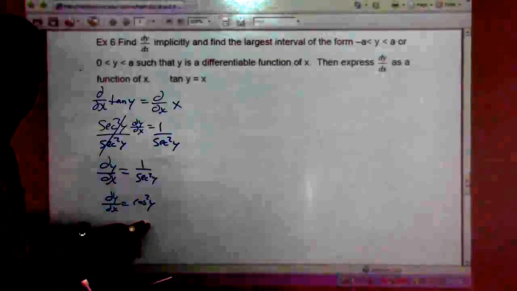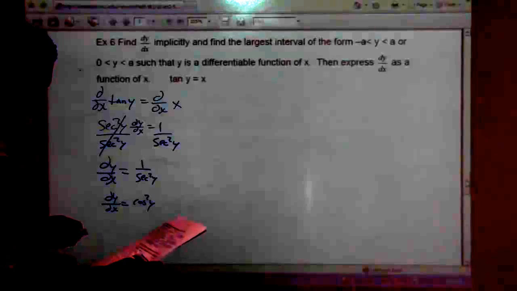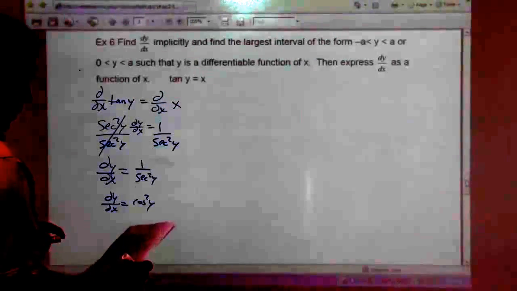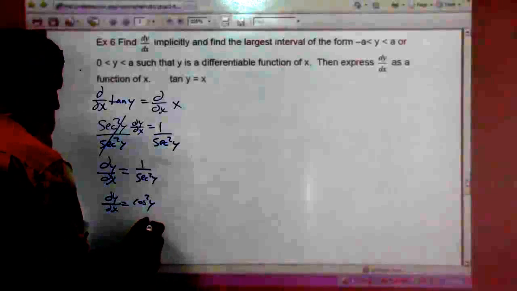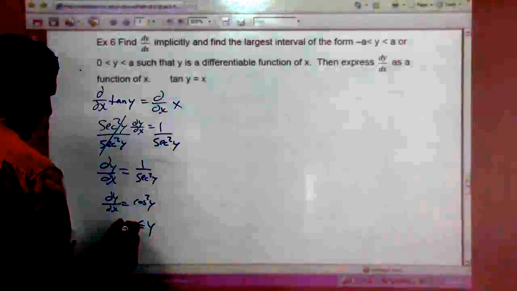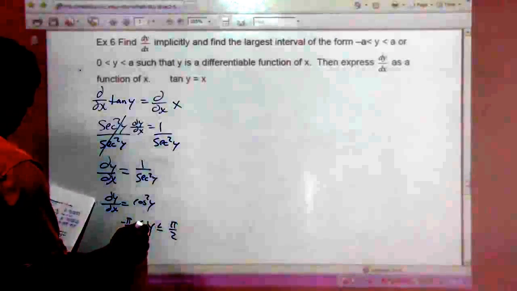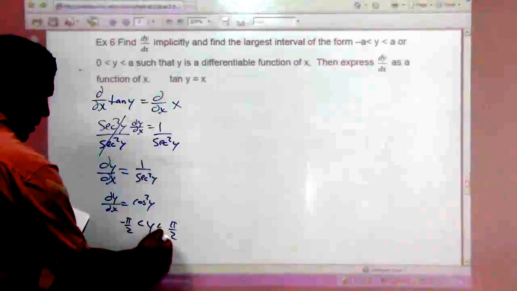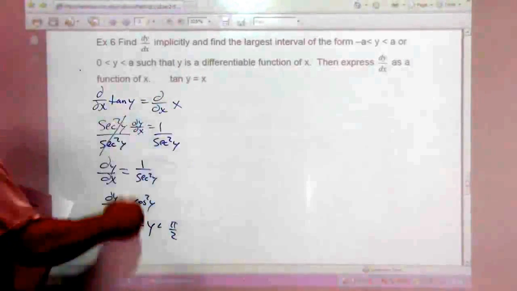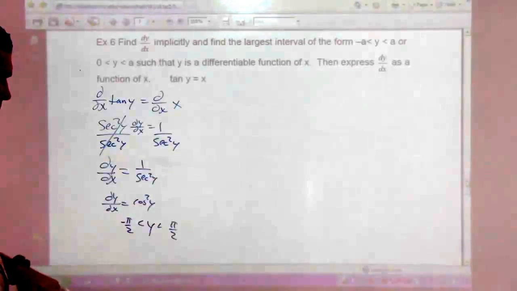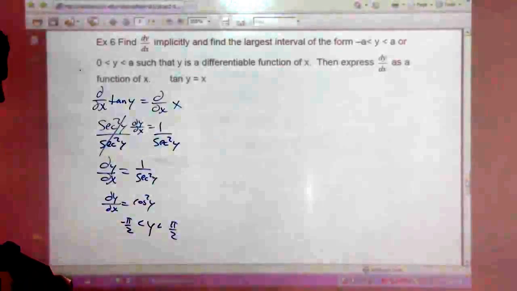Now, where is this going to be defined? From where to where? Well, from y is less than or equal to negative pi over 2 to pi over 2. I think it's strictly less than, because going back to the tangent part, it's undefined. And for the secant, so there.